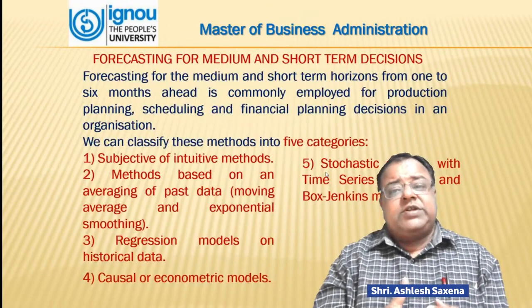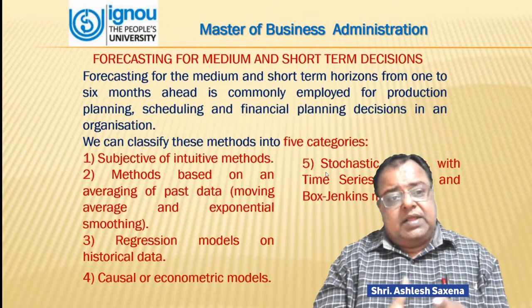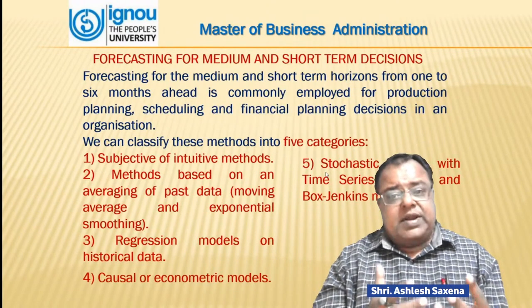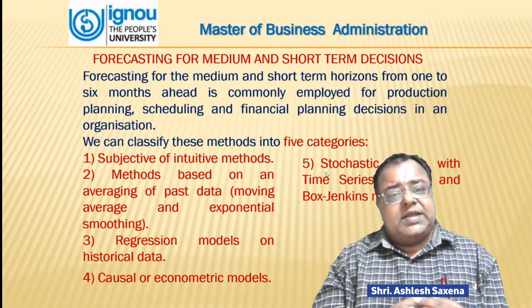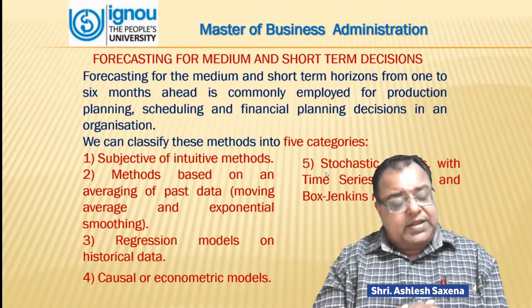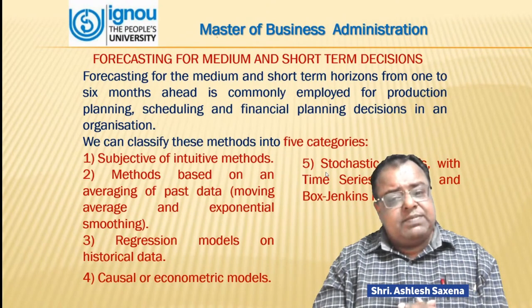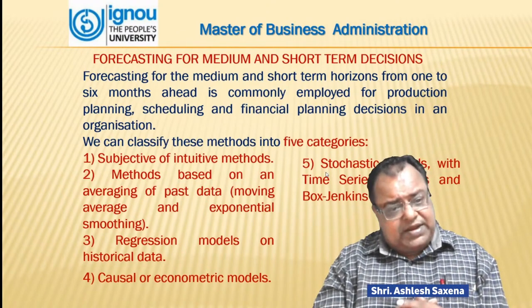Forecasting for medium and short-term decisions. Forecasting for the medium and short-term horizons from 1 to 6 months is commonly employed for production planning, scheduling, and financial planning decisions in an organization. We can classify these methods into 5 categories.